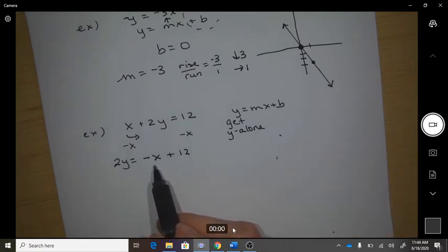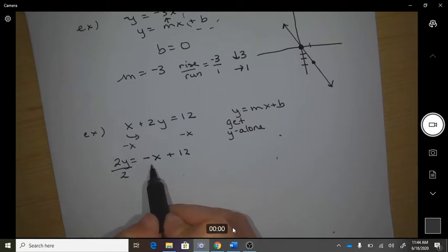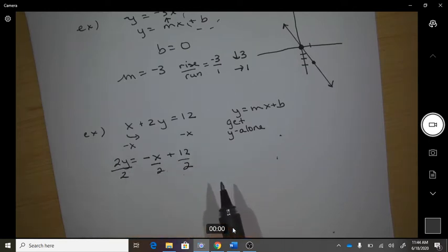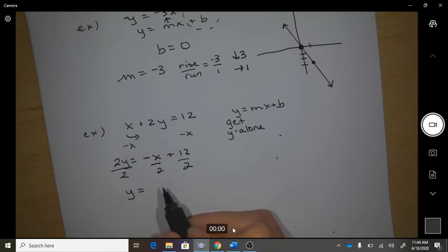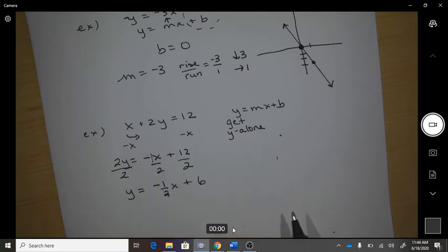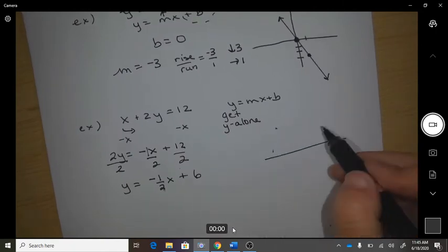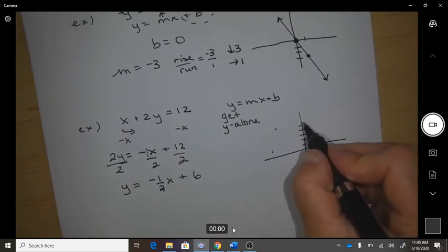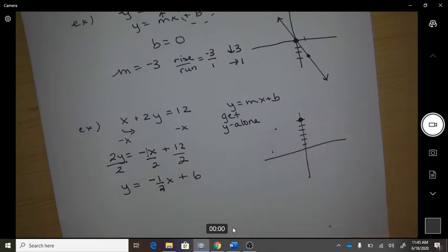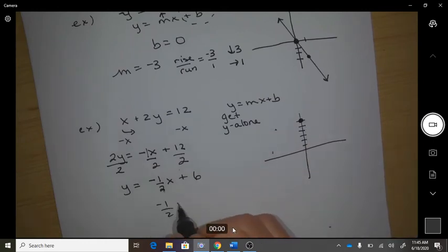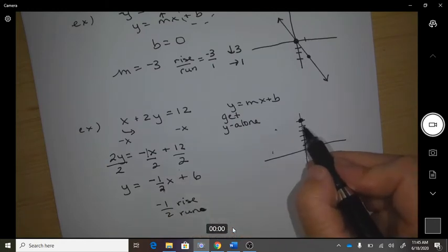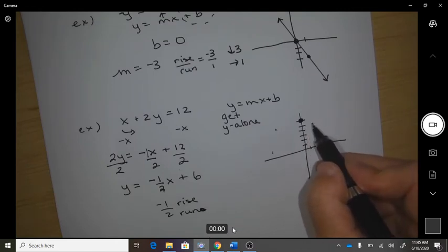Now that x is negative on that side, I'm going to divide everything by 2. So y equals, and I'm going to make this a negative 1/2, because really there's a 1 there, plus 6. Now I can go 1, 2, 3, 4, 5, 6. That's my starting point, my y-intercept. And I can see rise over run, so I'm going to go down 1, right 2.